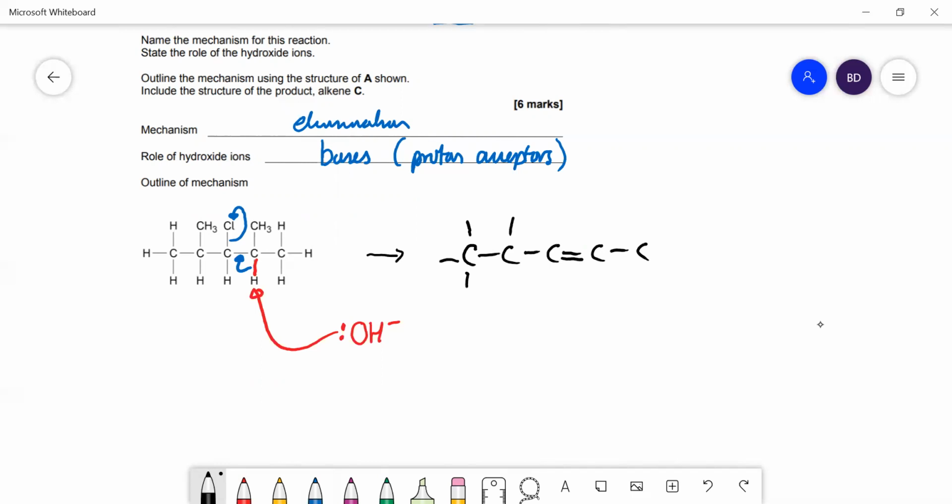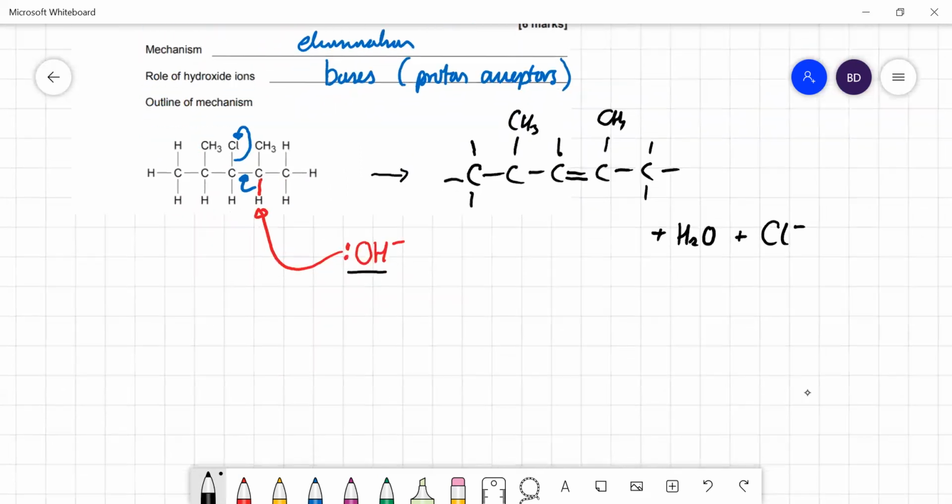Just put the hydrogens on here. So that's a methyl group there, isn't it? And a methyl group there. And we are going to get H2O and Cl minus. The H2O comes from the hydroxide ion, picking up an H+. Okay. So that's the mechanism there. 6 marks for that. It's a harder mechanism than the other one.